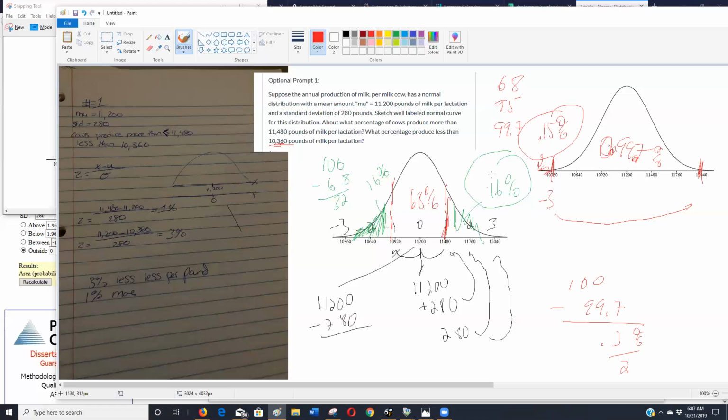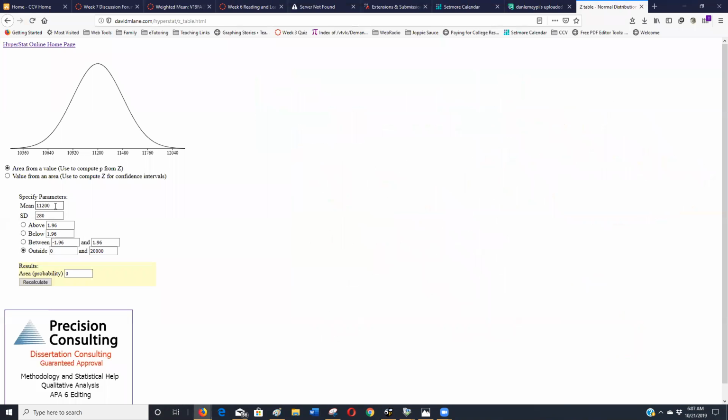Okay, so that's how you do it with the empirical rule. And this problem's kind of tailor-made for the empirical rule because it's using nice cutoffs. Now, if you want to use the David Lane applet for this, it wouldn't be wrong here because I didn't tell you to use the empirical rule. So in that David Lane applet, make sure you put the mean in for the mean, and make sure you have area from a value selected, because we're looking for an area probability.